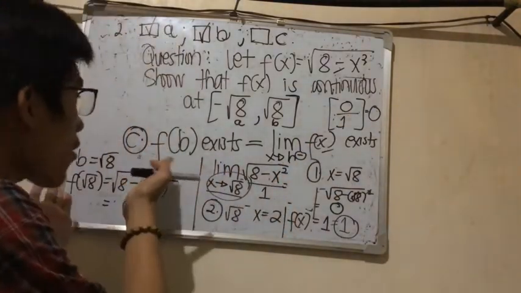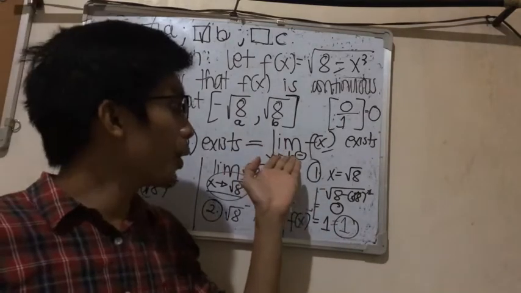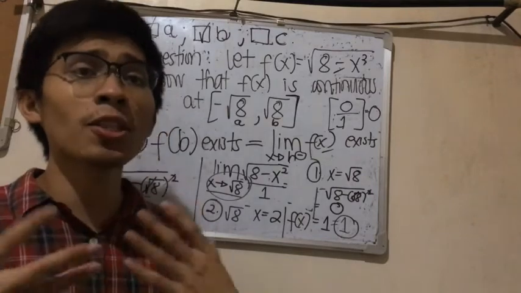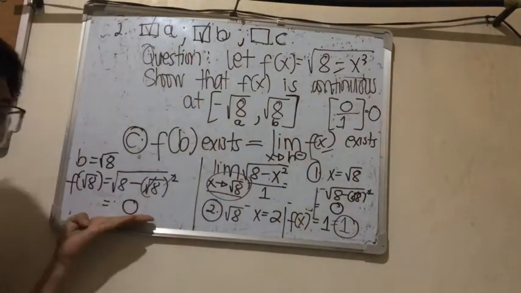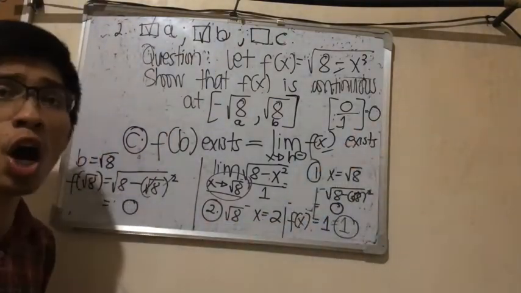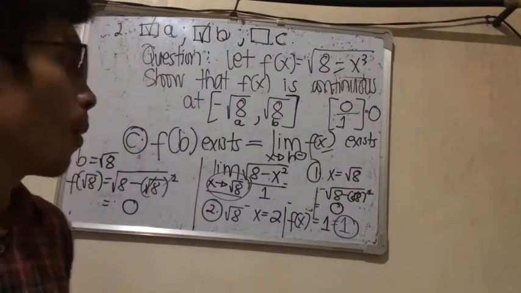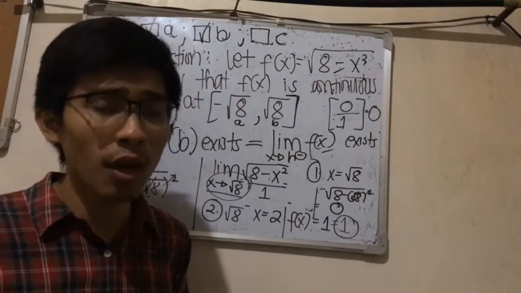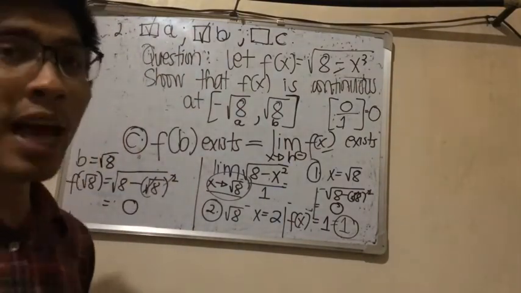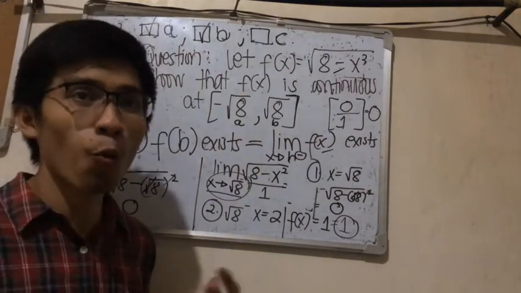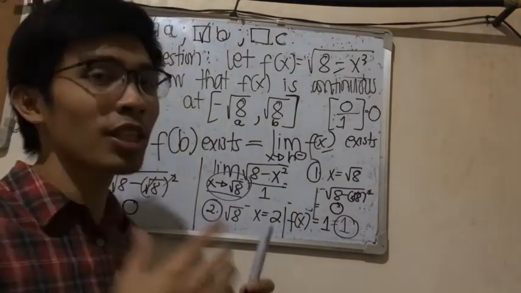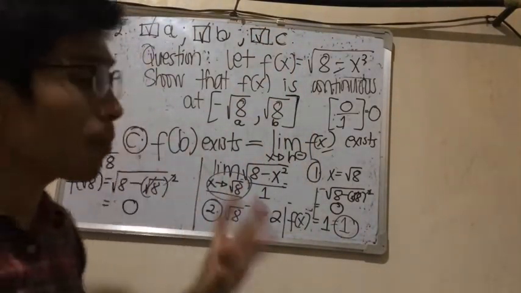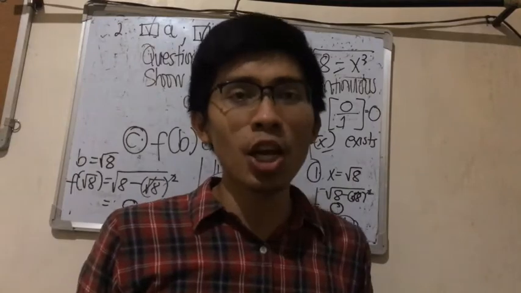If f of b exists, and our limit also exists, that's good. If it exists, now let's compare the result. The result for this one is 0, and the result here is 0. Obviously, the results are equal. F of b exists, the limit exists, and the results are the same. In short, condition C works. Now, condition A works, condition B works, and condition C works.